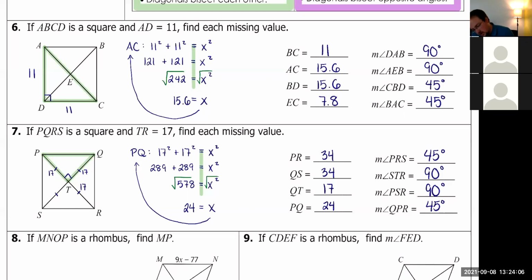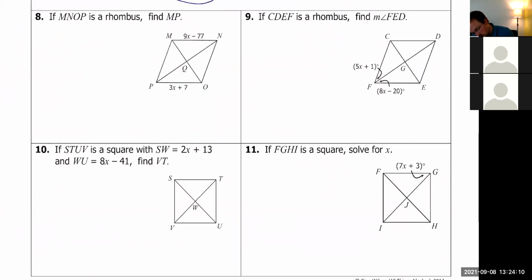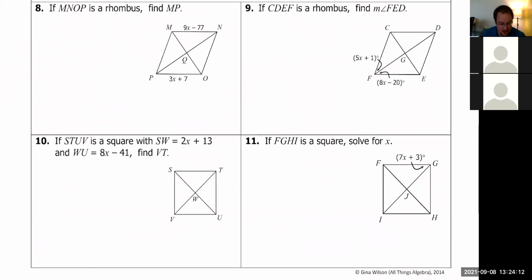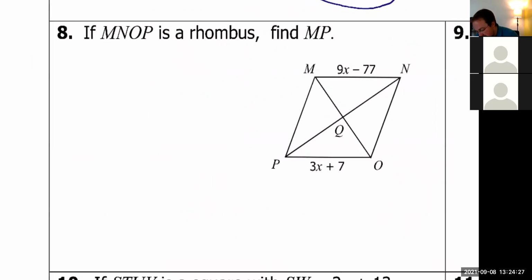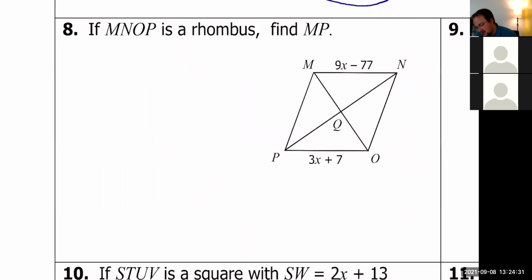All right, last four here, forcing us to set up some equations, make sure we know what it is we're looking for. Odds are it may not just be the variable that's in there. It is going to have us determine the relationship based off of what type of shape it is. So taking a look at number 8, I'm being told that it is a rhombus, and I need to find MP.